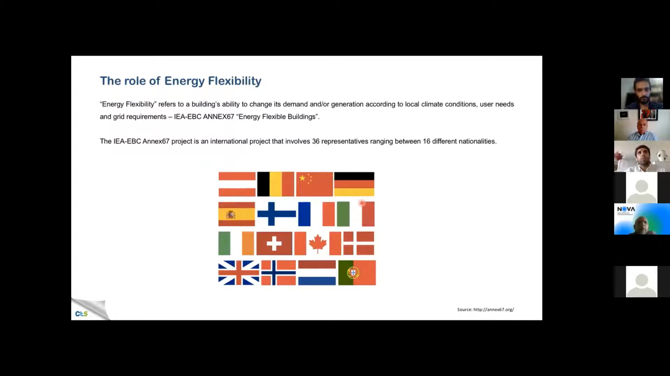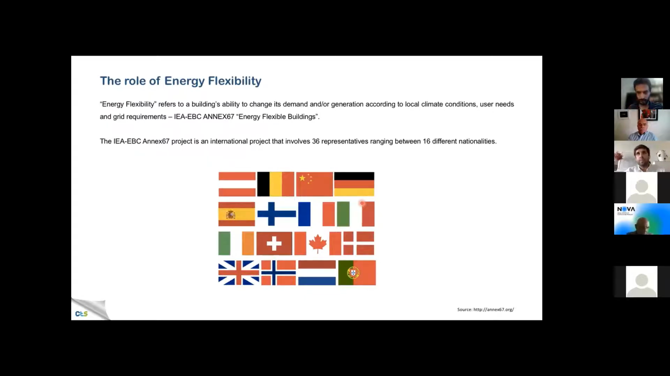And taking this into consideration, in 2014, João Martins, Daniela Linné, and me, we joined the Annex 67 Energy Flexible Buildings from the International Energy Agency. This project had 36 entities from 16 different nationalities, where the concept of energy flexibility started to be more and more developed. And the output in terms of definition was that energy flexibility refers to a building's ability to change its demand or generation according to local climate conditions, user needs, and grid requirements.